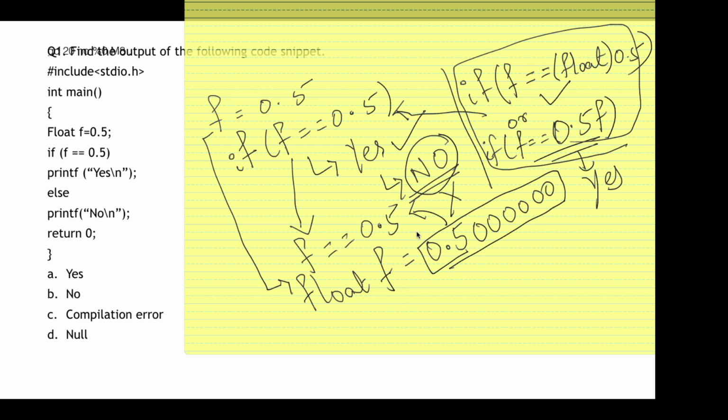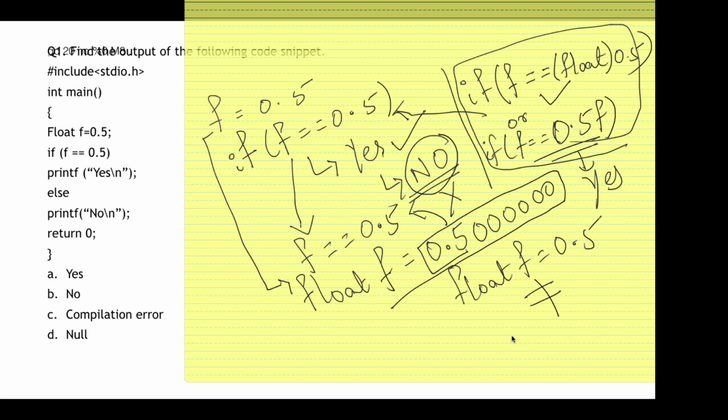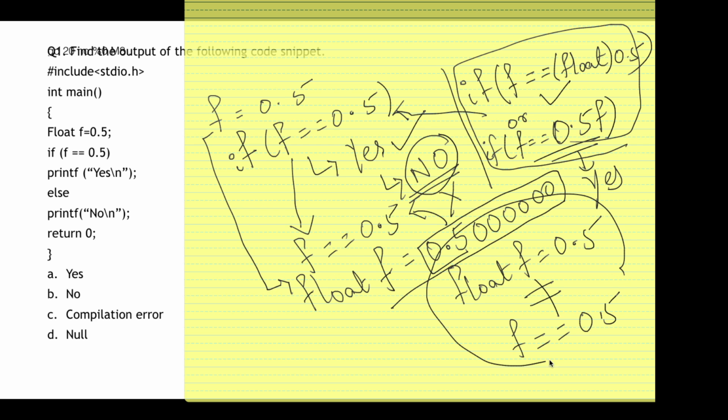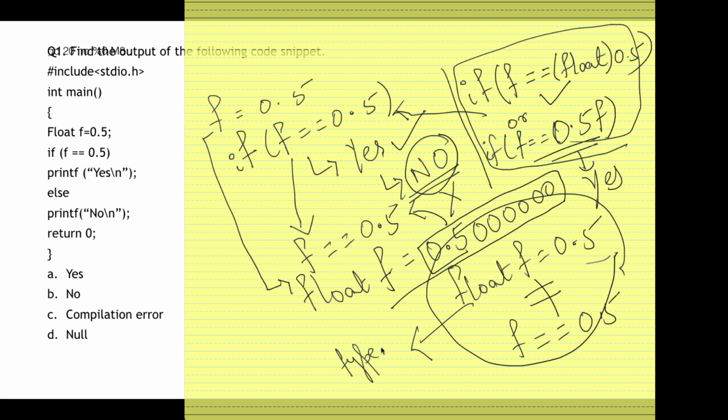So float of f is equal to 0.5 is not equal to f is equal to 0.5, okay? Keep this in mind. It always has to be typecasted. It has to be typecasted in order to compare, okay? If no typecasting is done, then the comparison is invalid, okay? So the output will be printed as no. So here the output is no, that is option B. Okay, the answer is option B.